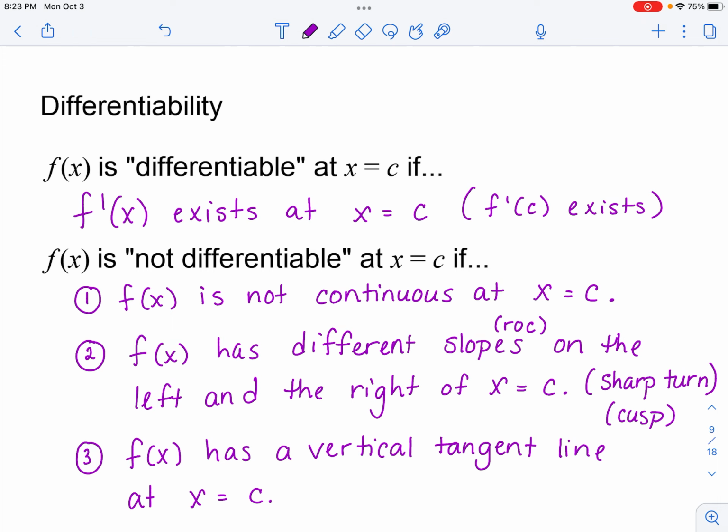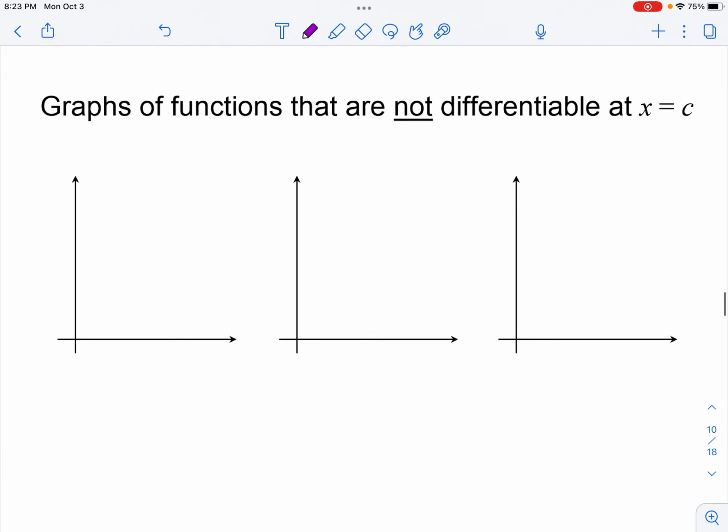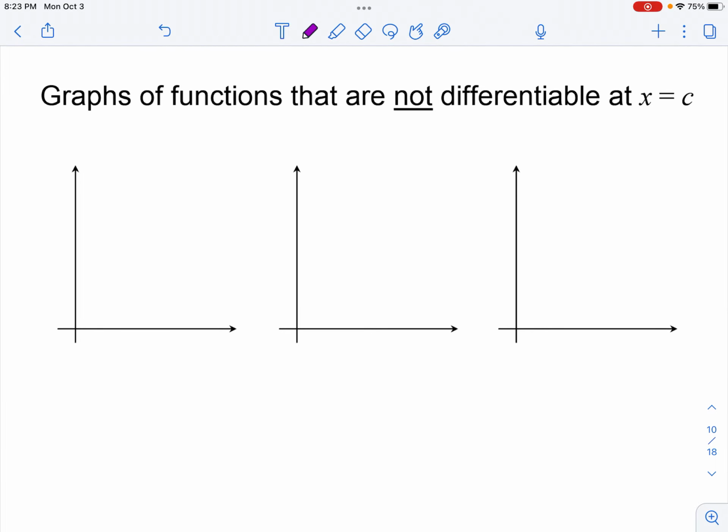Okay, so let's talk graphically about what these conditions look like, okay? So let's talk about some graphs. So here are some graphs of functions that are not differentiable at x equals c. So this goes with case number one. Well, here's x equals c. And let's say we have a piecewise defined function with a hole here and then a curve there. Okay, so that's a place where I cannot find the derivative at x equals c because the function's discontinuous.